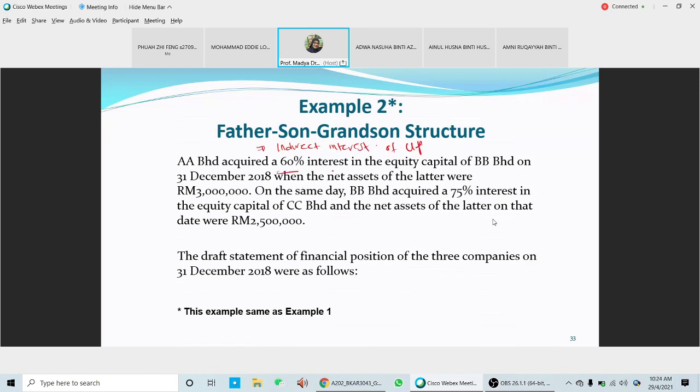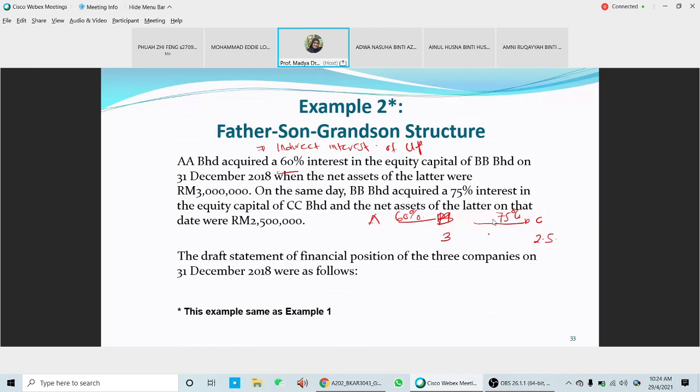A acquired 60% in B on 31st December when the net assets were 3 million. So A acquired B, the net assets of B were 3 million, and the percentage here is 60%. On the same day, B acquired another 75% in C. The net assets here are 2.5 million. So this is what you have.